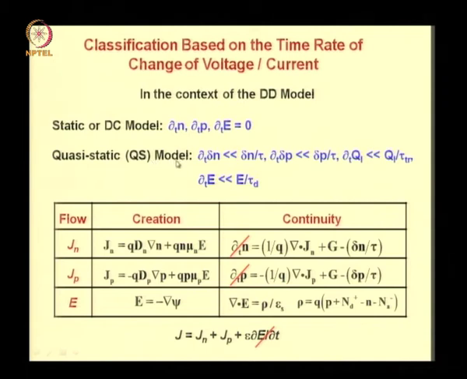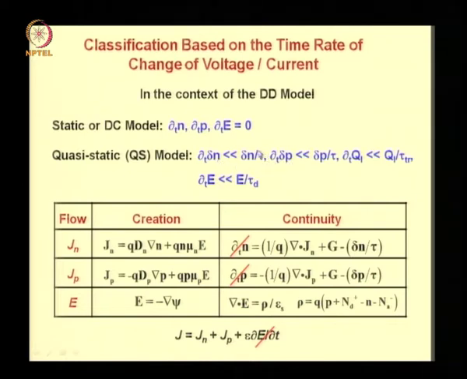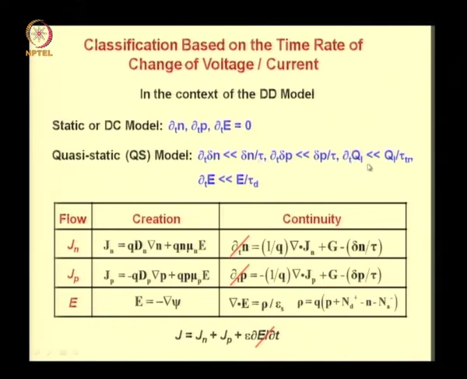The quasi-static model, on the other hand, assumed that the variation of the excess carrier concentration such as electron and hole concentrations was rather slow on the time scale of the minority carrier lifetime. The variation of the inversion charge in a MOSFET was rather slow on the scale of the transit time, and the variation of the electric field was rather slow on the scale of dielectric relaxation time.